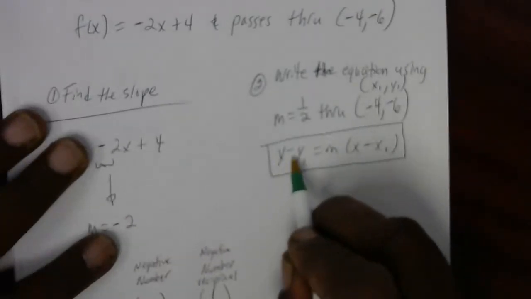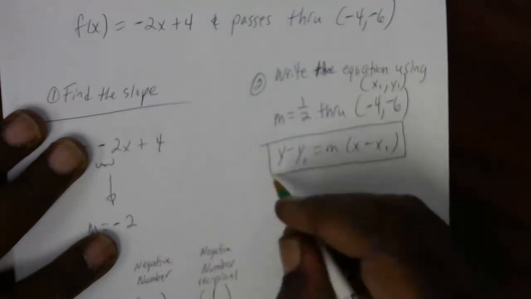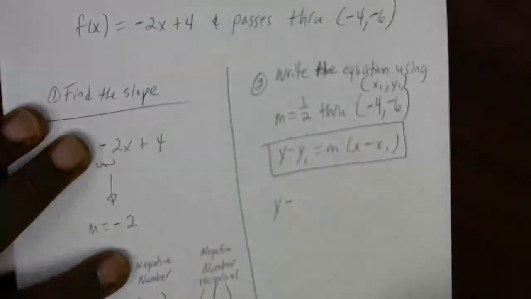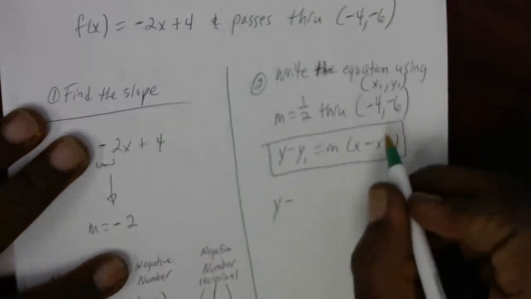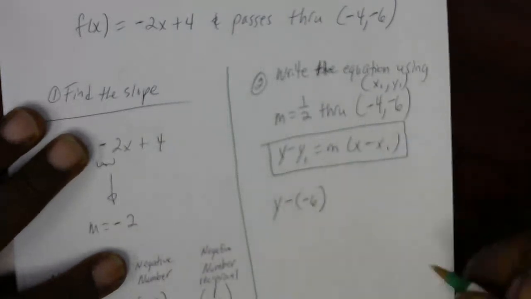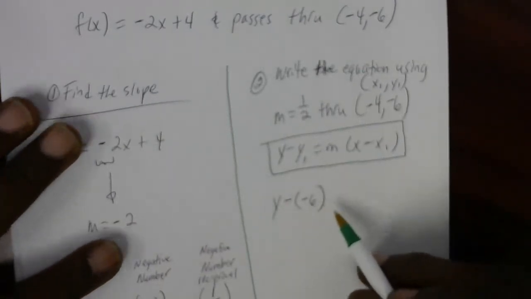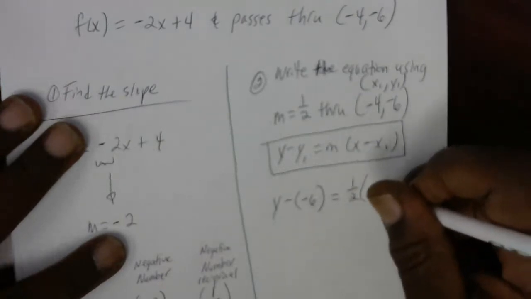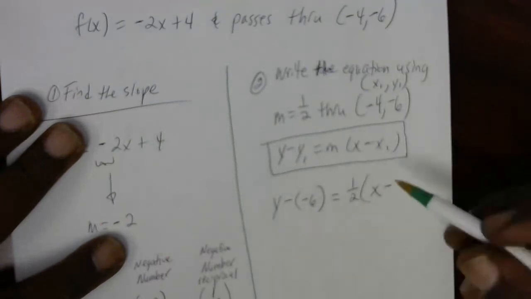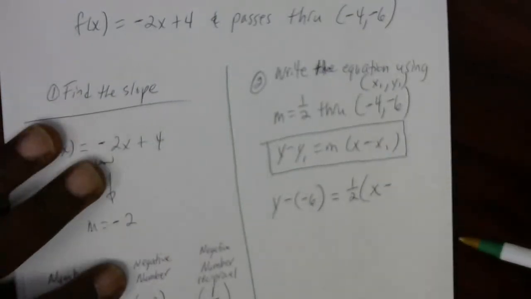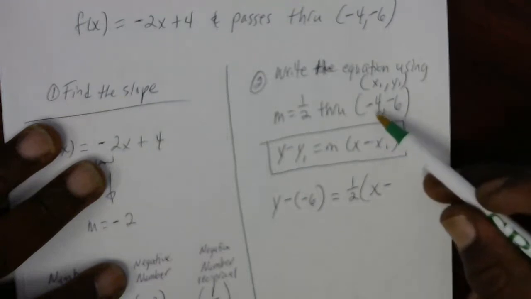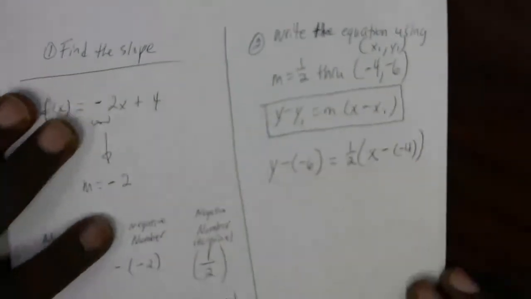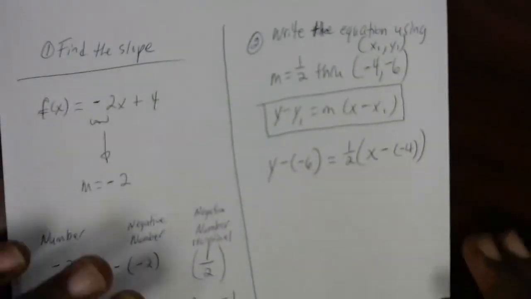All right, so I'm going to bring down y minus, right? We never know y or x. So I'm going to bring down y minus. Y sub 1 is -6, so I must be mindful to substitute in the negative 6. That's equal to 1/2 times the quantity x minus, right, because this minus is a part of our formula, x sub 1, which is -4. So I must substitute in x sub 1 as a -4.